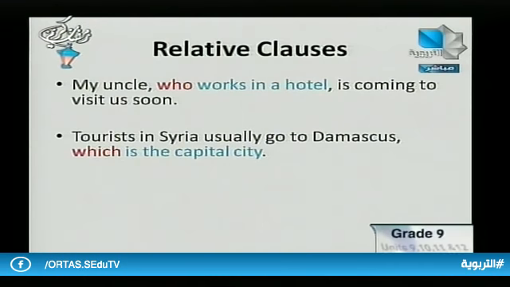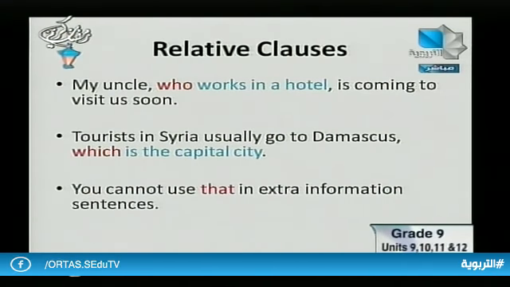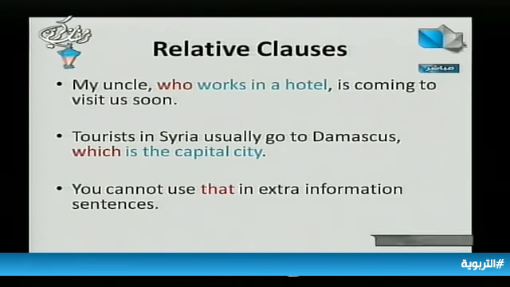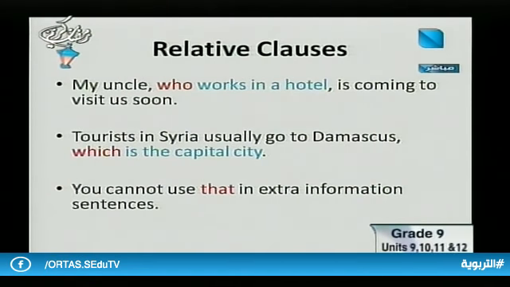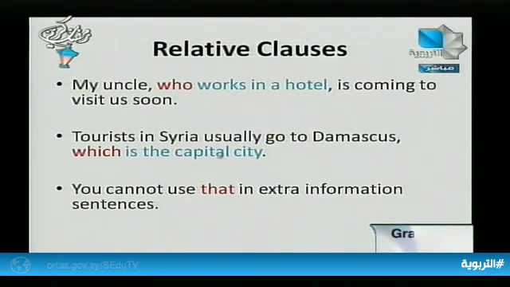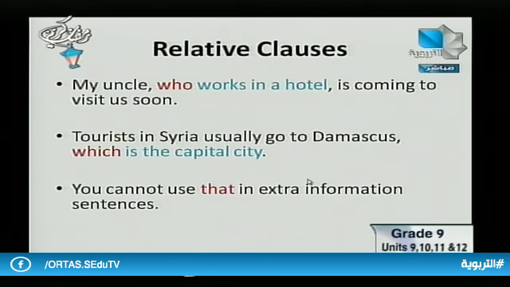So tourists in Syria usually go to Damascus. We are talking about Damascus, and Damascus is a thing, not people, so we use which to indicate Damascus. Number 3, you cannot use that in an extra information sentence, so you cannot leave out who or which.